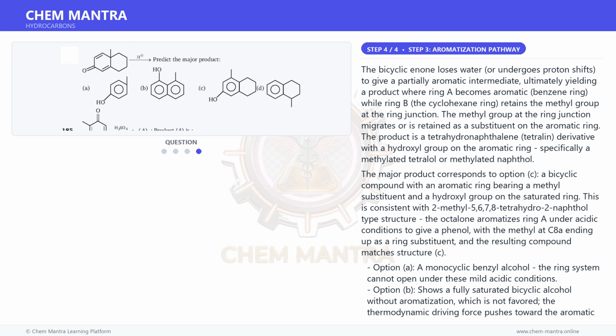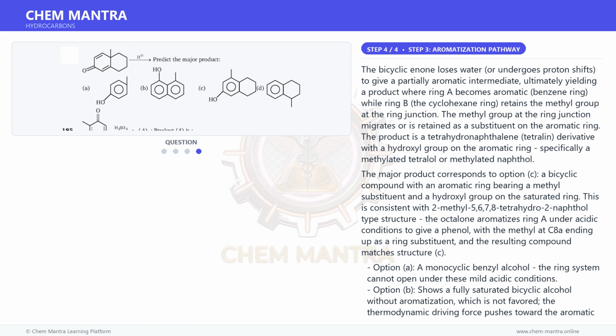The methyl group at the ring junction migrates or is retained as a substituent on the aromatic ring. The product is a tetrahydronaphthalene, tetralin, derivative with a hydroxyl group on the aromatic ring, specifically a methylated tetralol or methylated naphthol. The major product corresponds to option C, a bicyclic compound with an aromatic ring bearing a methyl substituent and a hydroxyl group on the saturated ring.